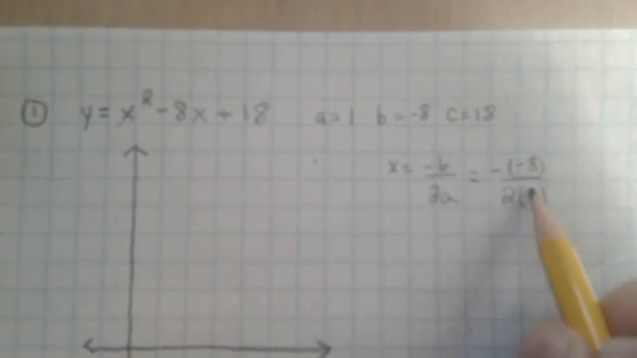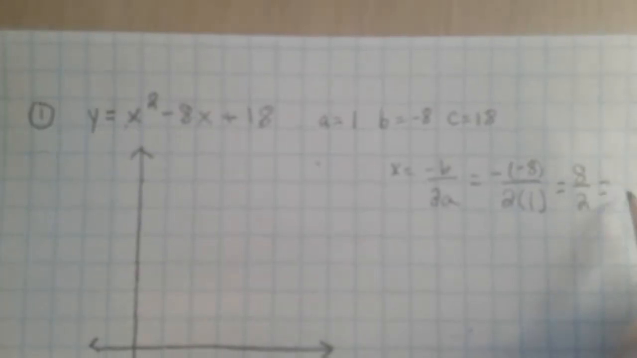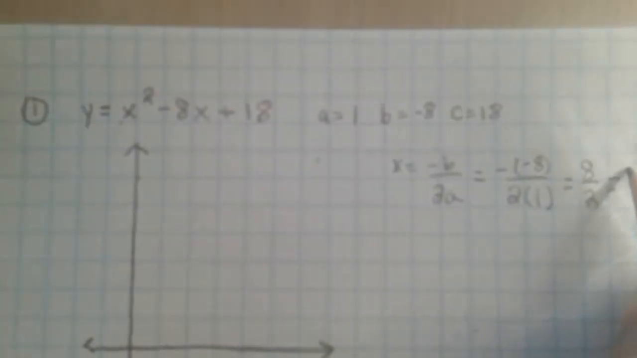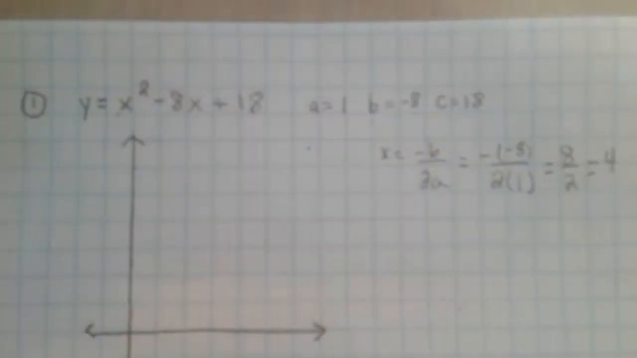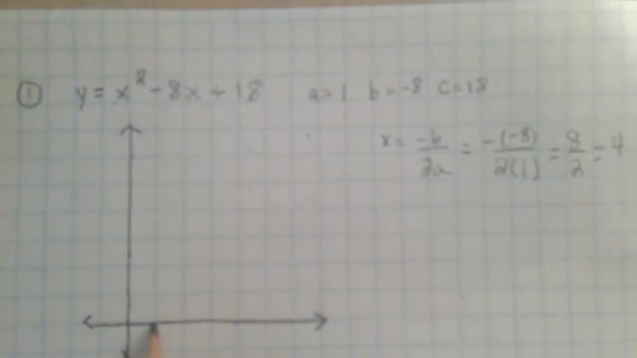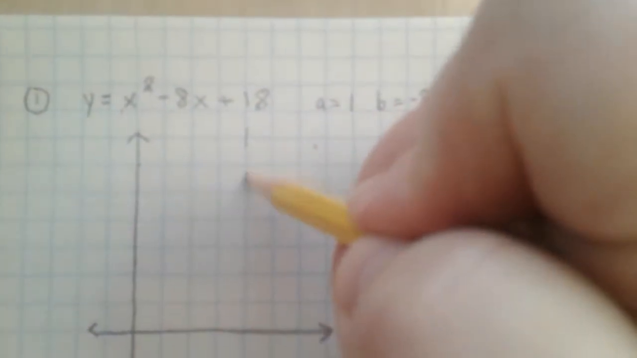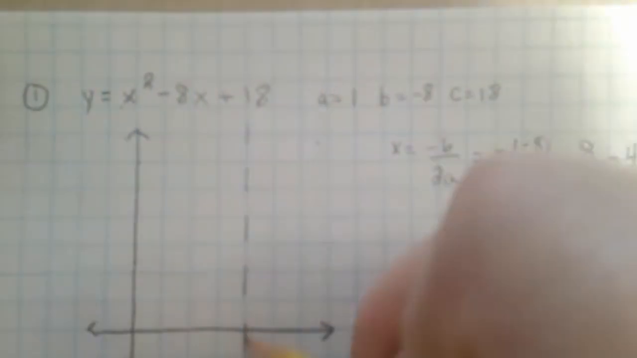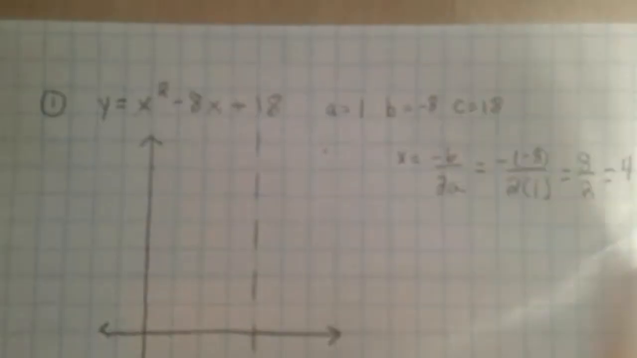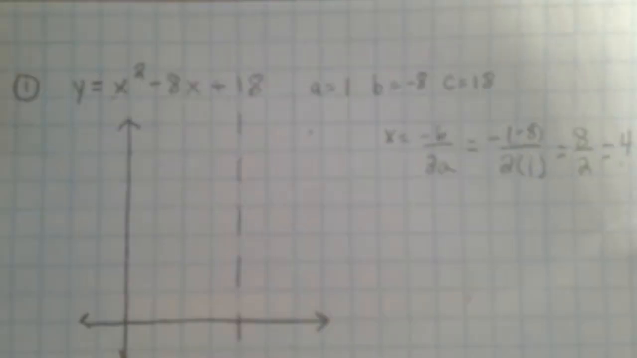In for the a, I'm going to put +1. So that's +8 over +2. +8 over +2 is +4. So that means the x coordinate of my vertex is +4. If I look at my graph, 1, 2, 3, 4, here's x equals 4. This also means that the vertex must lie on this vertical line. This is the x value that's going to split the graph in half.